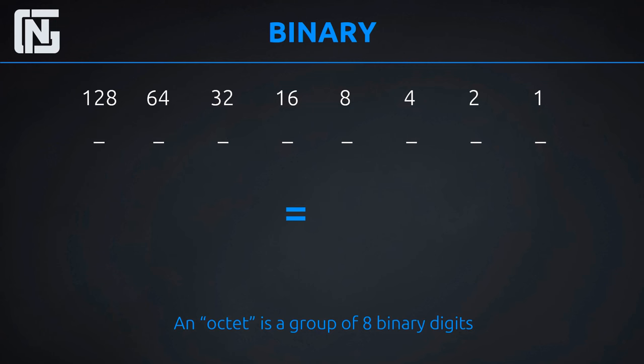Let's look at another one. Here we have the 32 field turned on and also the 1. So 32 plus 1 equals 33. I knew you guys could get that one. All right, let's look at another one. Here we have only the 128 bit value turned on. So what does that mean, guys? That means our decimal value is 128.